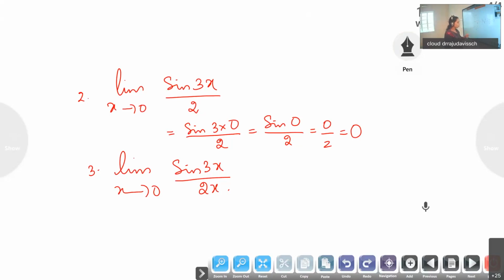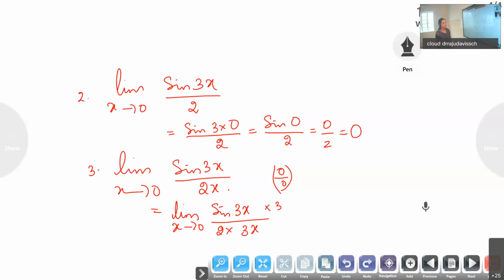When we put x as 0, we get sine 0 by 0, an indeterminate form, isn't it? Then you have to use the identity. What is the next step, children? Limit x tending to 0. Here we have 3x, so we can write this as sine 3x by 2 into, here I am multiplying and dividing by 3. Is it okay? Because we want sine theta by theta.